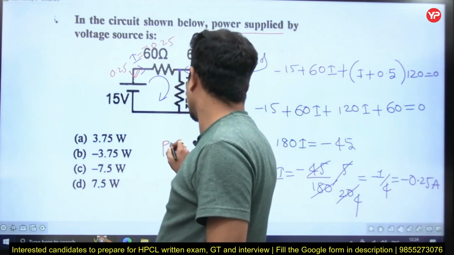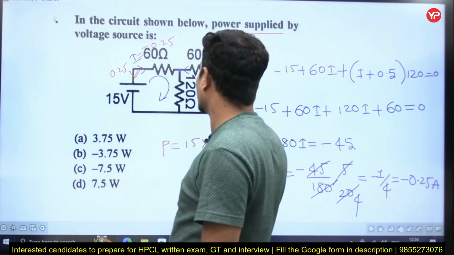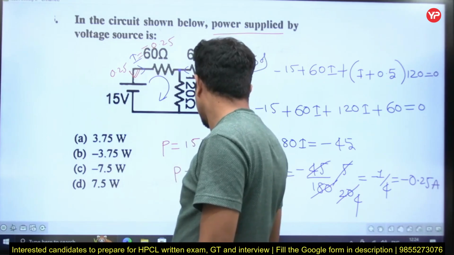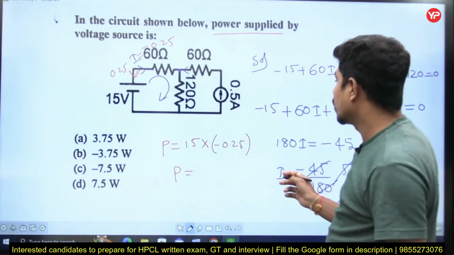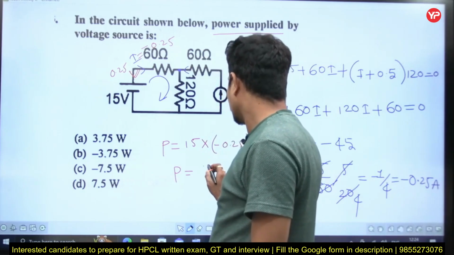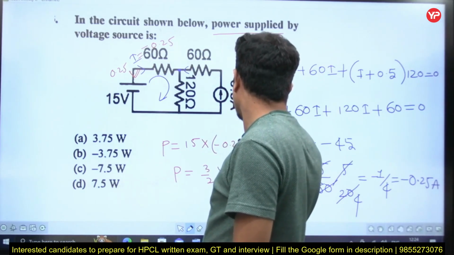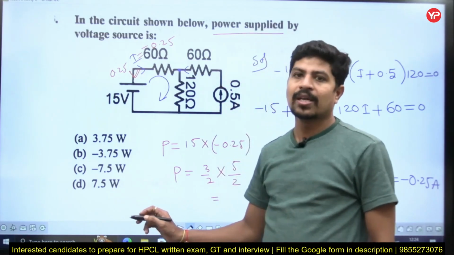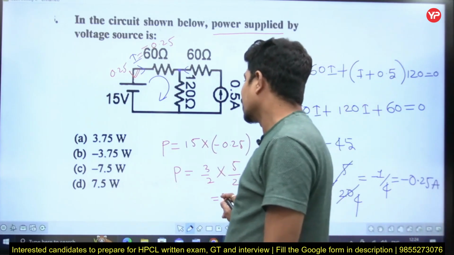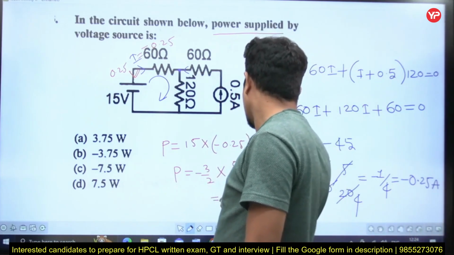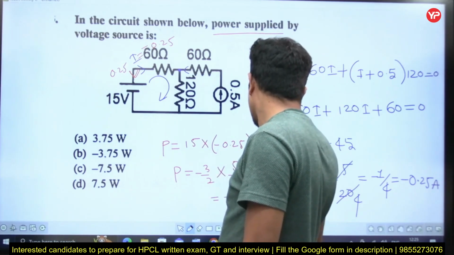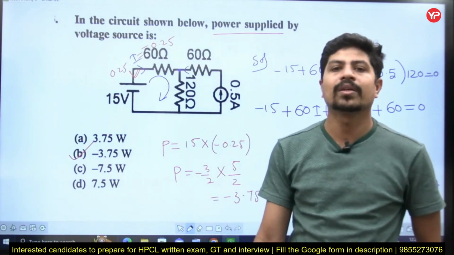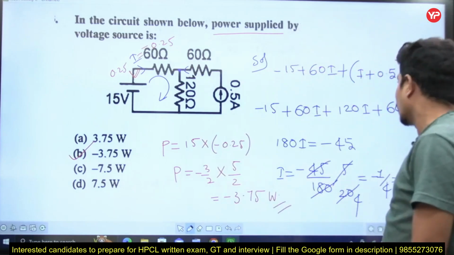So power is equal to 15 into minus 0.25, that is equal to P is equal to how much is it? Yeah, 1.5 into 2.5. 1.5 means 3 by 2 into 2.5 means 5 by 2. So 15 by 4, how much is it? 15 by 4 means I can say 7.5 divided by 2. 7.5 divided by 2 means, minus is there, minus 3.75 watts. Minus 3.75 watts. Option is B. Option B. Direct question, simple question. Let's go to the next question.